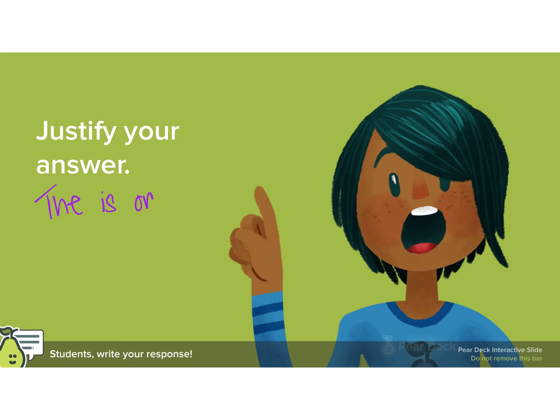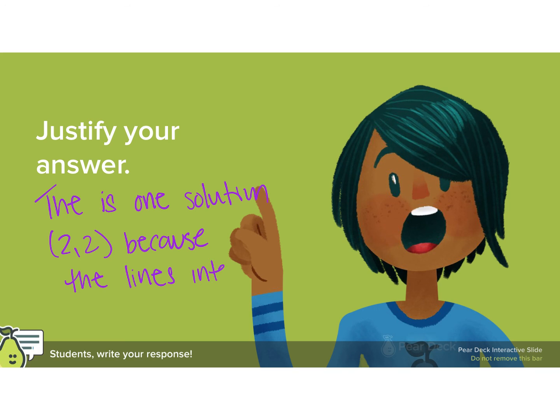So there is one solution, 2, 2, because the lines intersect. So I could have checked this one, but the answer didn't ask me to check it. It asked me to explain how do I know that that is the solution and that there's only one solution, because the lines intersect at 2, 2. That's how I know that's the answer. That's it. Time for your exit ticket.